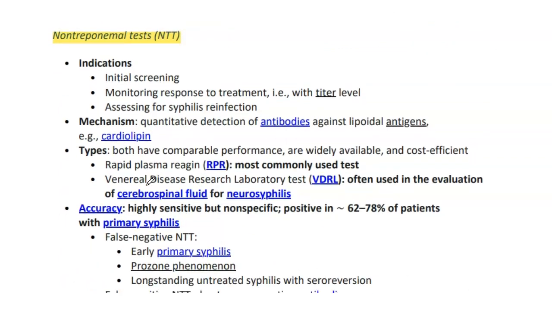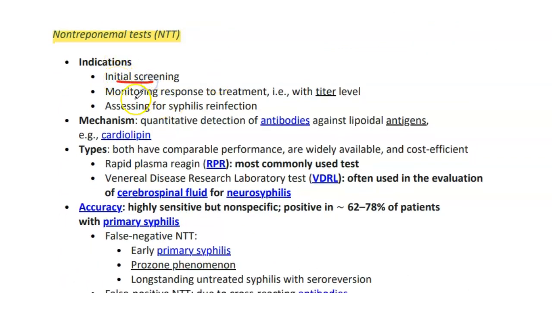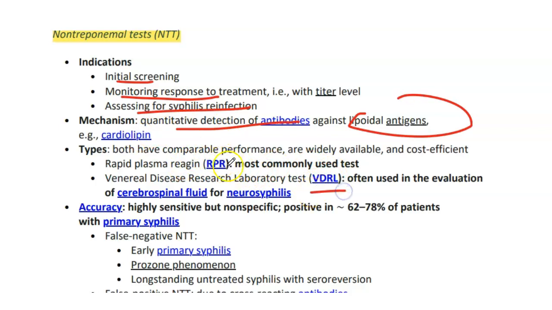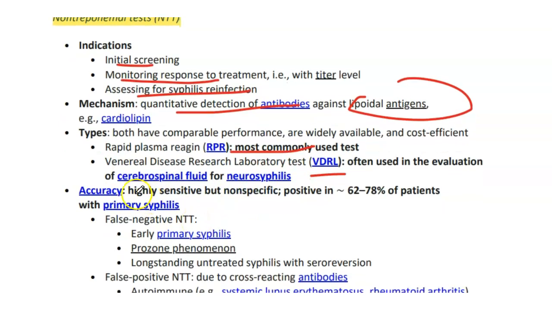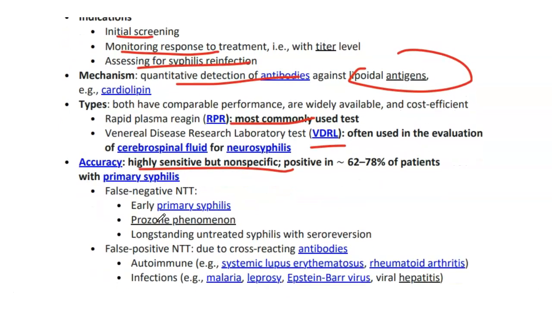We have non-treponemal tests. Indications are initial screening, monitoring response to treatment, and assessing for reinfection. Mechanism: quantitative detection of antibody against lipoidal antigen, for example cardiolipin. There are two types of tests, RPR and VDRL. RPR is most commonly used, while VDRL is often used in the evaluation of CSF for neurosyphilis. They are highly sensitive but not specific, and false positive and false negative results can also occur. And these are the conditions during which these can occur.